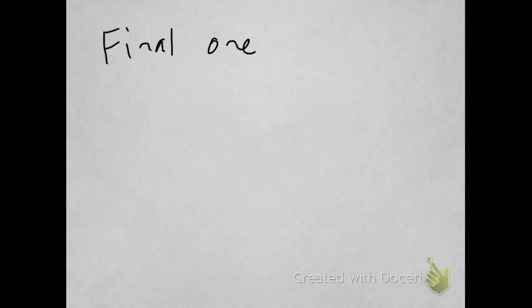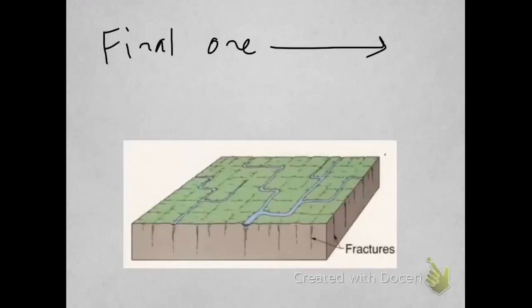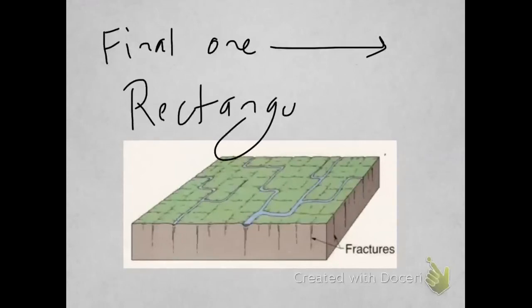And the fourth and final picture to consider of drainage basin types is this one, and it's called rectangular. This one is different from trellis because it has a pattern such as what I've drawn there.